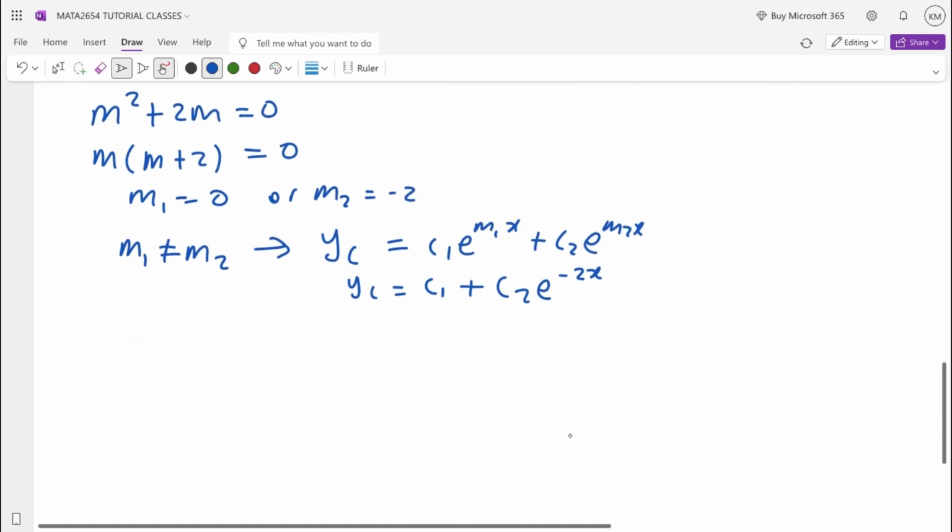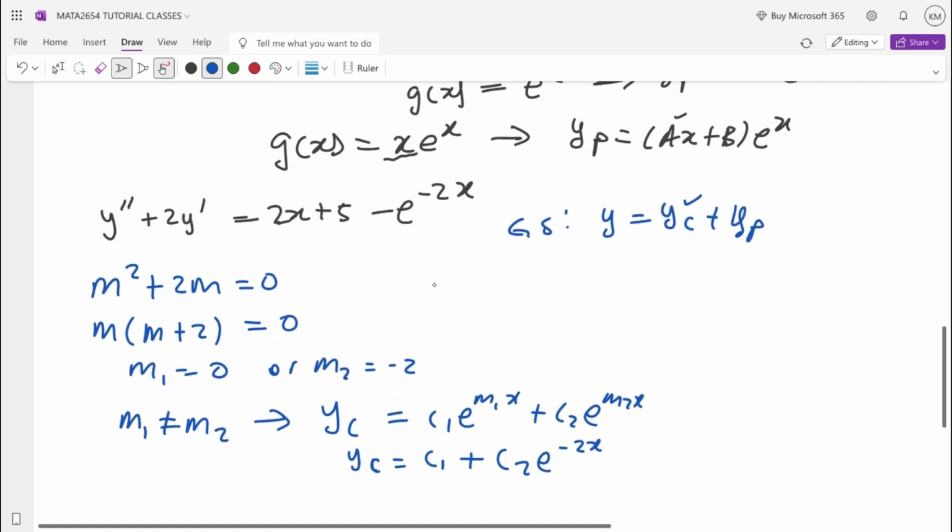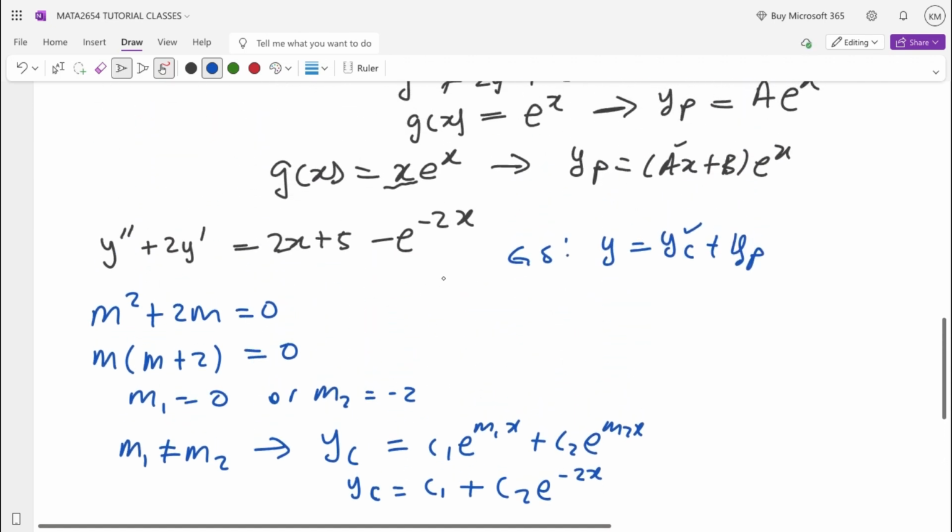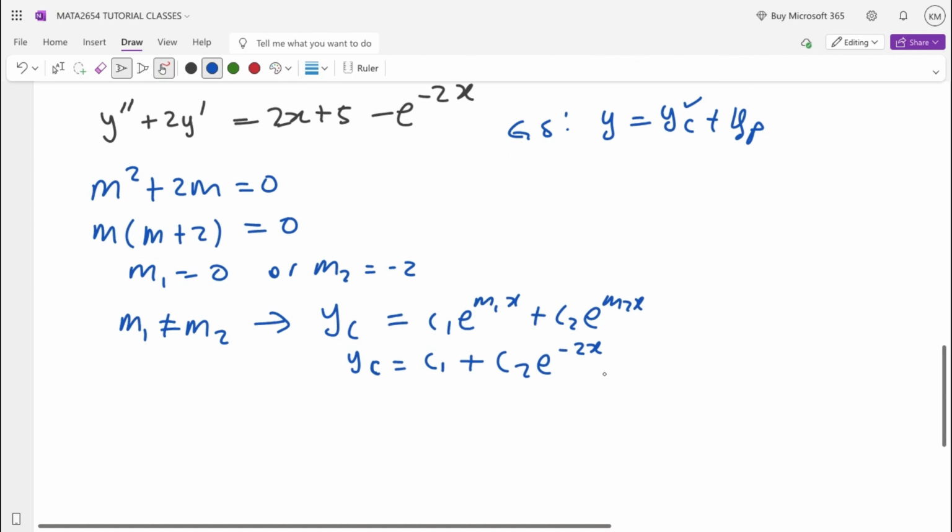When I was giving you the form of a particular solution earlier on, I didn't keep in mind that there can be solutions that will duplicate. Since we are trying to find the general solution, we have to keep in mind that solutions are not supposed to duplicate themselves. There is a way to get rid of that when the solutions are duplicating. What I'm trying to emphasize is that when you are finding your y_p from g of x, the form of y_p, you have to pay attention to your complementary solution. Keep this in mind as well.